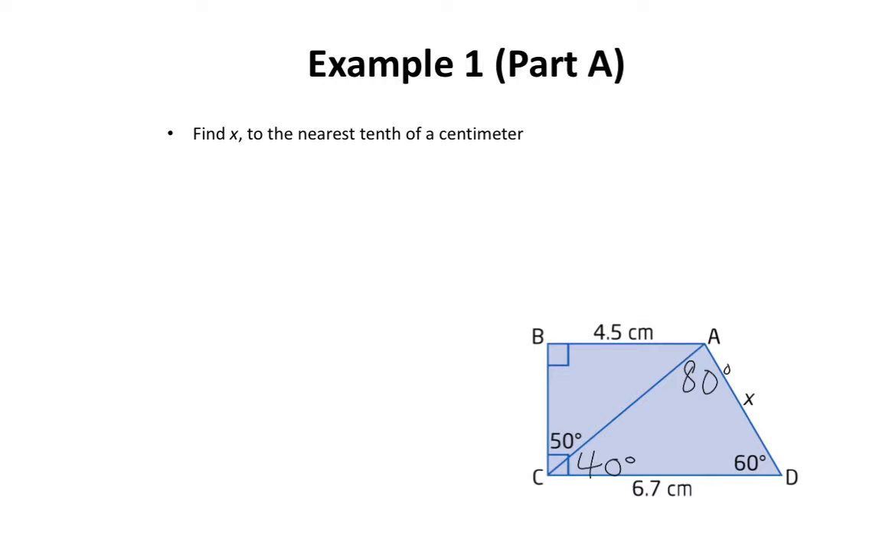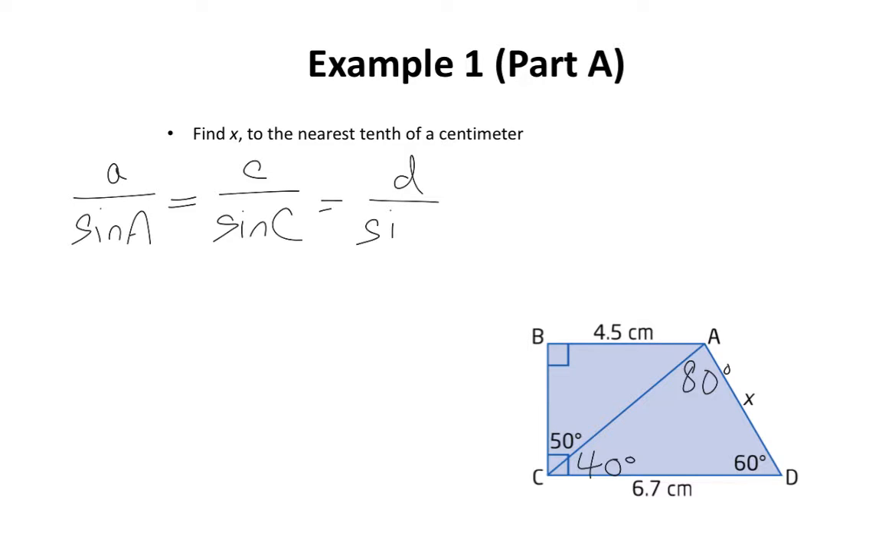Now, some of you may do this a lot quicker. However, I'm going to write out the entire sine law and substitute in values to see if we can actually use it or not. So I'm going to put A over sine of angle A is equal to C over sine of angle C, which is equal to D over sine of angle D.